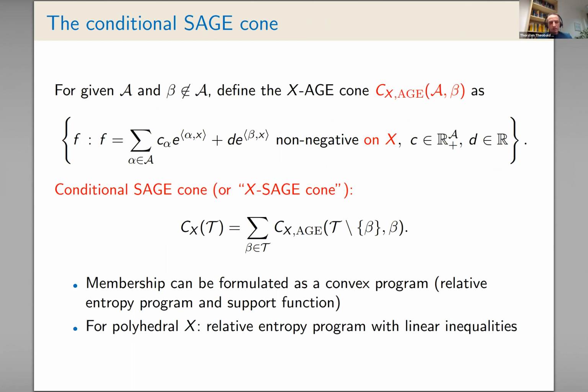Based on this construction, the same business works. We can look at the conditional cone, all these non-negative functions on X which have this certificate, and we can sum over all of this. This is called the conditional SAGE cone or the X-SAGE cone. Membership can be formulated as a convex program, and for polyhedral X, this is particularly nice. It can actually be computed.